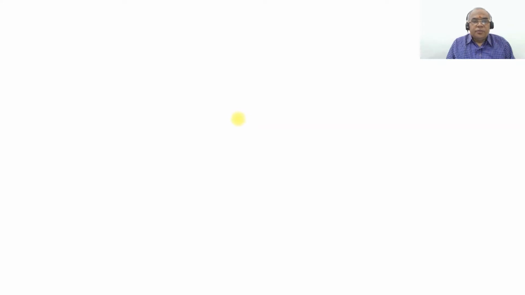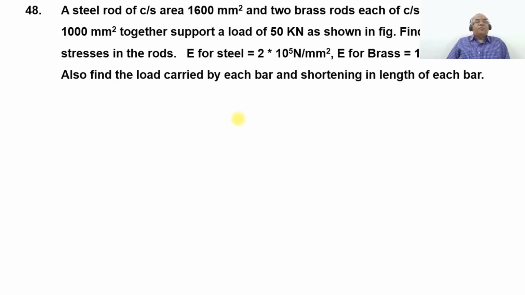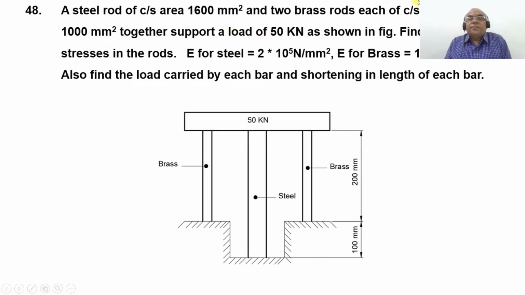Now, in this video, we are going to take up one more problem, problem number 48. A steel rod of cross-sectional area 1600 mm square and two brass rods, each of cross-sectional area 1000 mm square, together support a load of 50 kilonewton as shown in the figure.